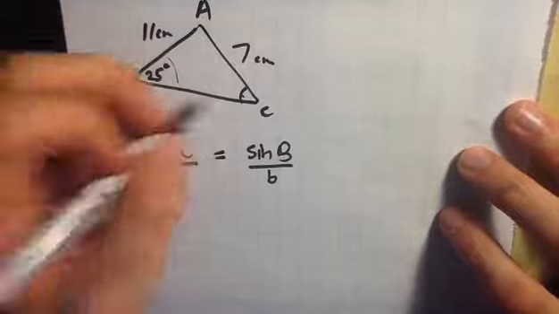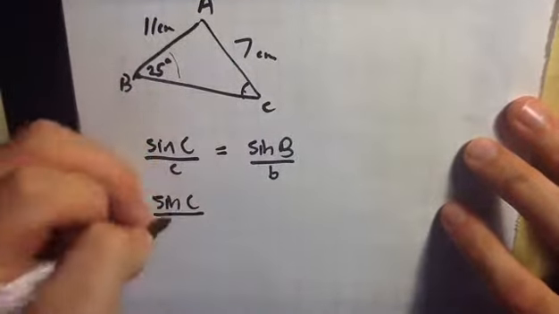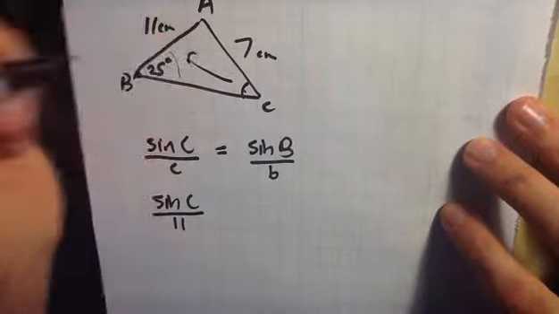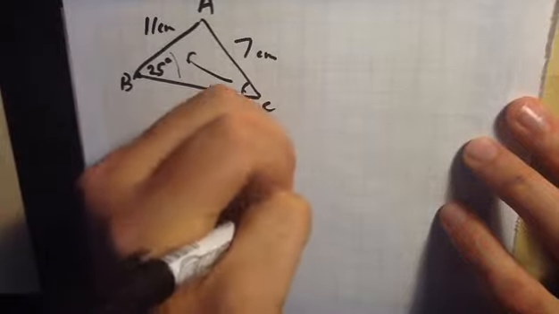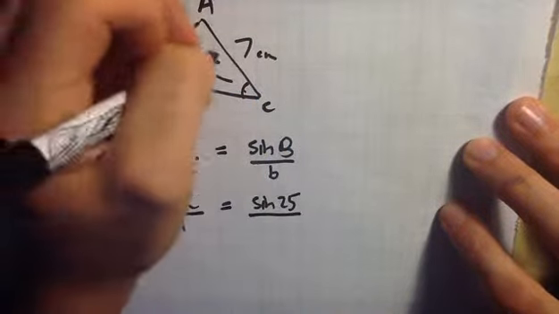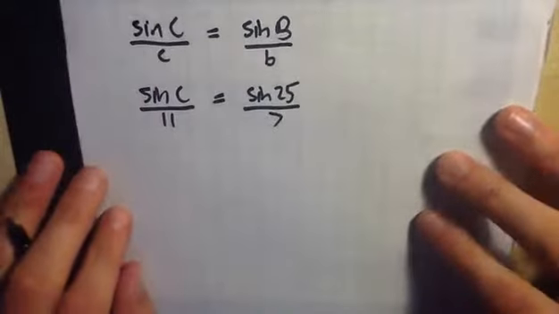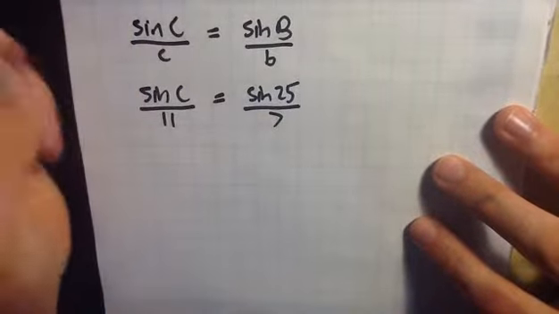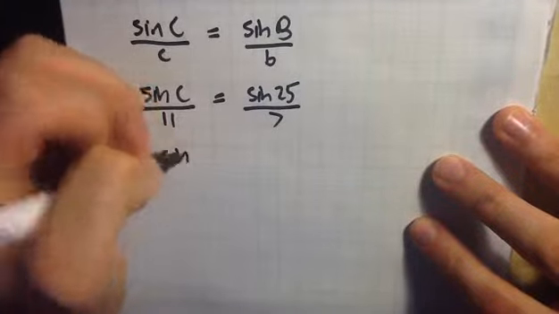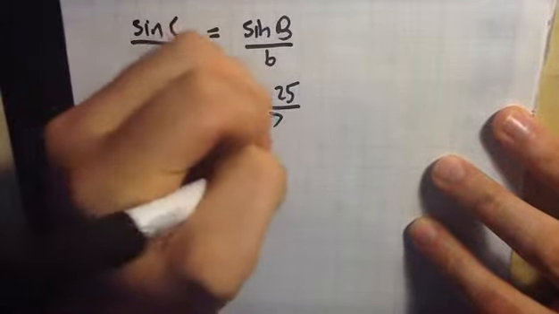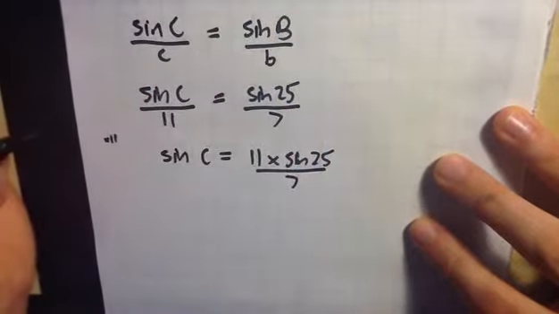Okay, so let's start plugging in. So sine C over 11, because that's the opposite side to this angle, is equal to sine B, which is sine 25, over, what's the side opposite to that? 7. So it's equal to sine 25 on 7. I need to try and isolate C here. So first thing I'm going to do is multiply by 11 both sides. So sine C is equal to 11 multiplied by sine 25 all over 7.